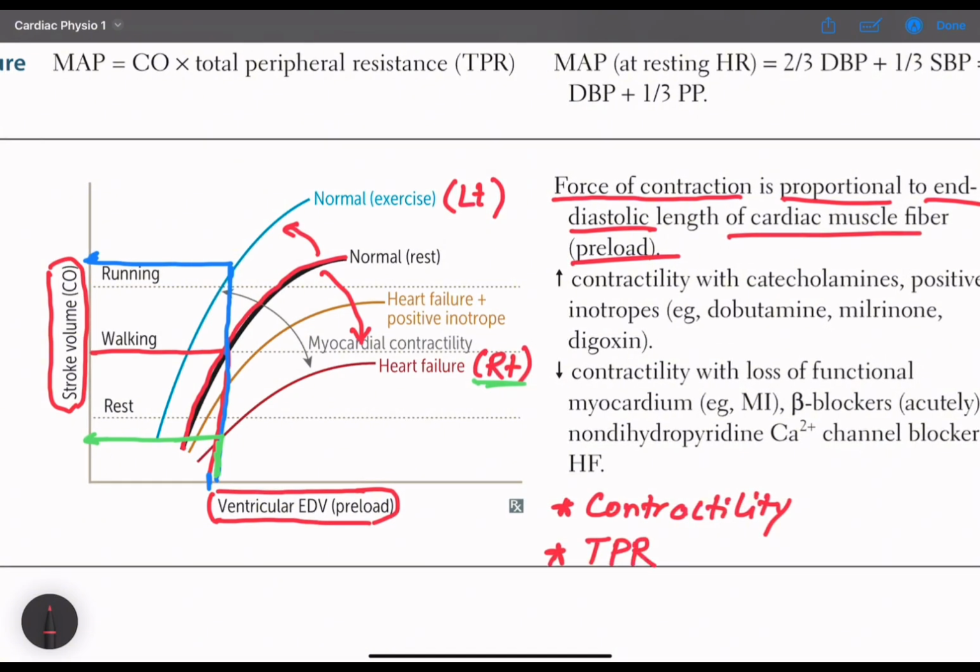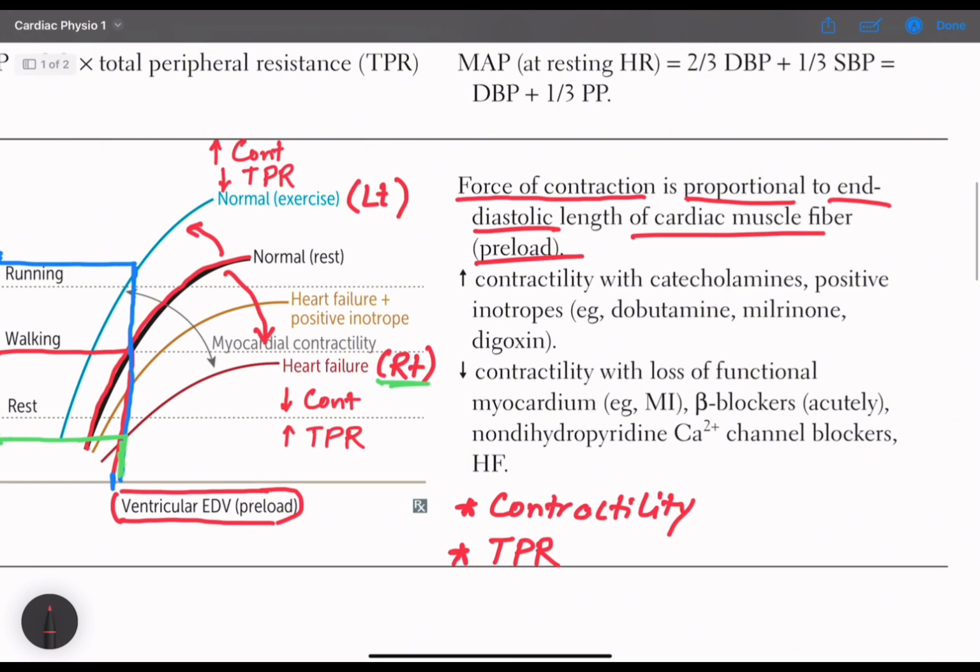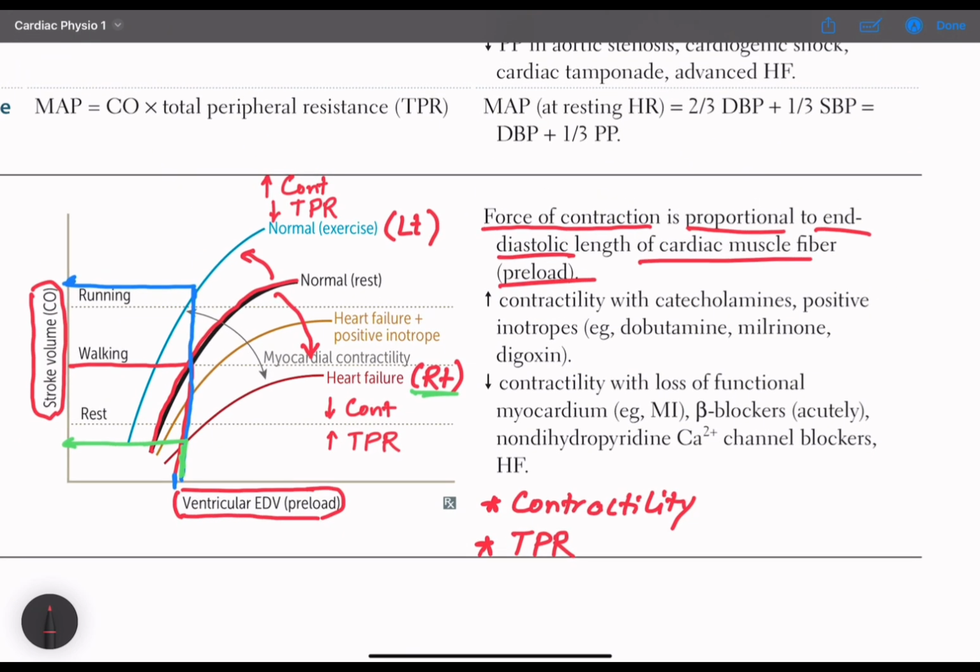If we increase the contractility, the curve shifts to the left, and if we decrease the total peripheral resistance, again the curve shifts to the left. For right shift we have vice versa. If we decrease the contractility, the curve shifts to the right, and if we increase the total peripheral resistance, the curve shifts to the right. So let's switch to First Aid and read it.